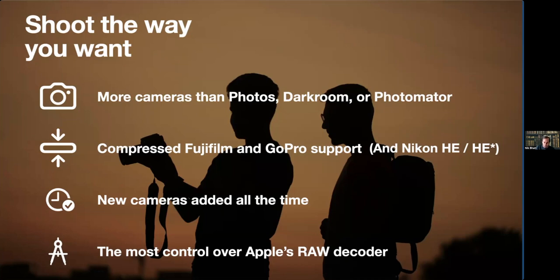So it's not like this camera uses Apple's decoder and you get these controls, and if you're using another camera, then you get a different set of controls. I've unified everything. And on that note, Apple's decoder has a whole bunch of switches and knobs and things like that that you can use to work on your images. And Nitro gives you the most control over the decoder.